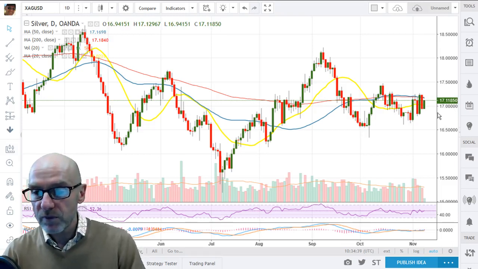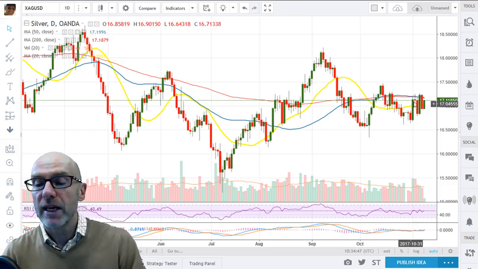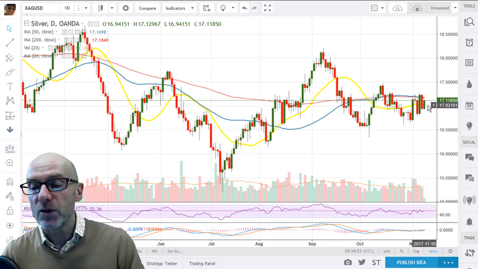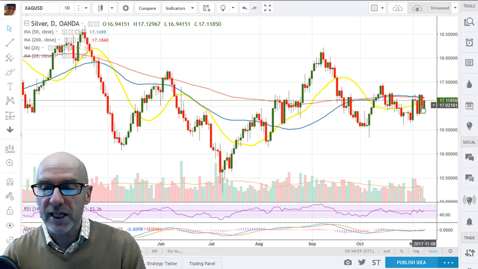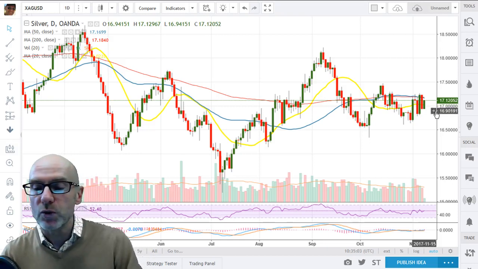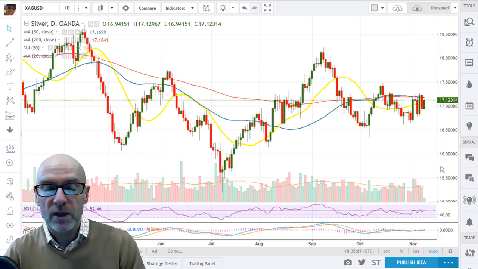17.17. The 20-day is moving sideways, slightly upwards, and we are above that level at the moment. And if that rolls down significantly, which it seems to be doing today, then you could see that push the market lower. We're presently above the 20-day. The 20-day is 17.023, with the spot obviously at 17.12.